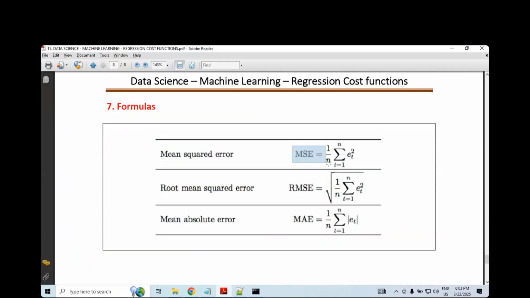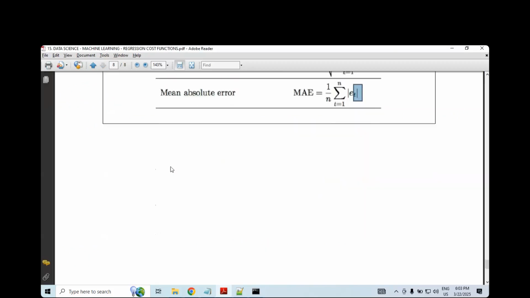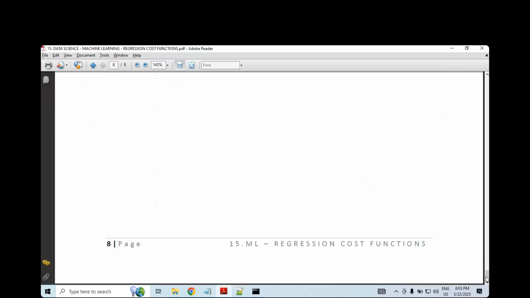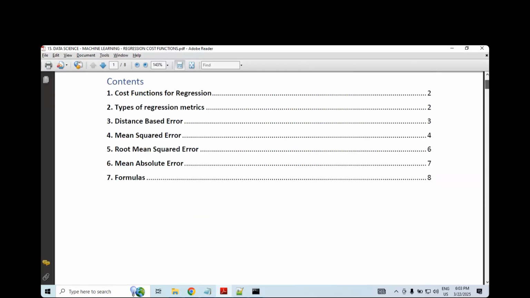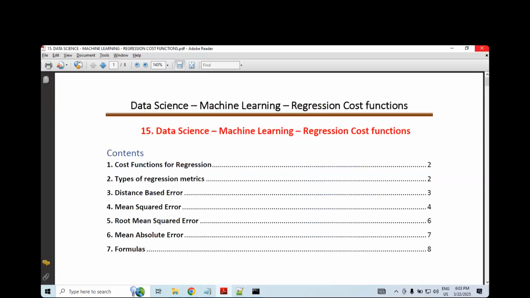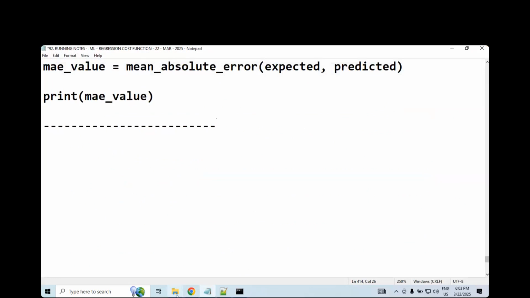Formulas: MSE formula, RMSE formula. RMSE is nothing, sir, just the root of the squared error. And this one is the MAE formula. MAE in the sense, absolute value. What value, sir? Absolute of the error. Daniel, is it important? Not at all important, sir. You need to remember it also. That's what you need to understand regarding the cost functions. Nothing else is there. Move to the next one.